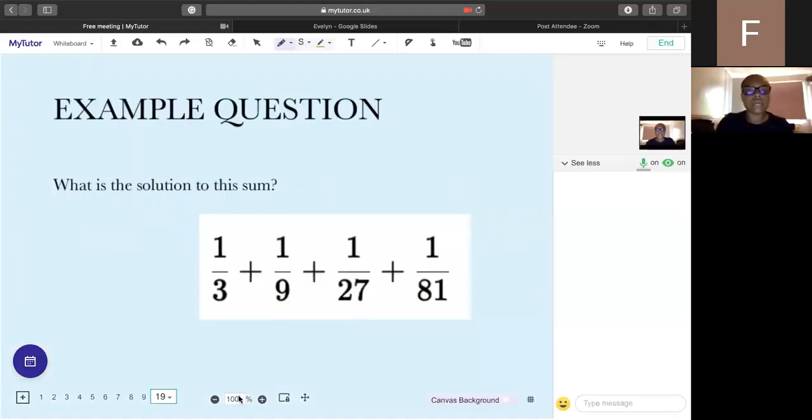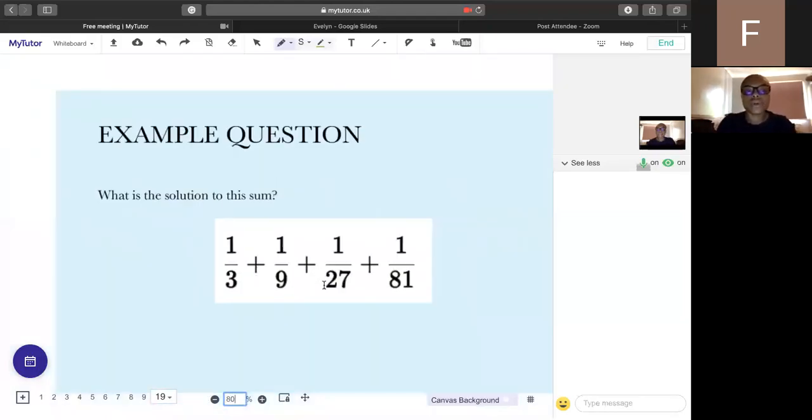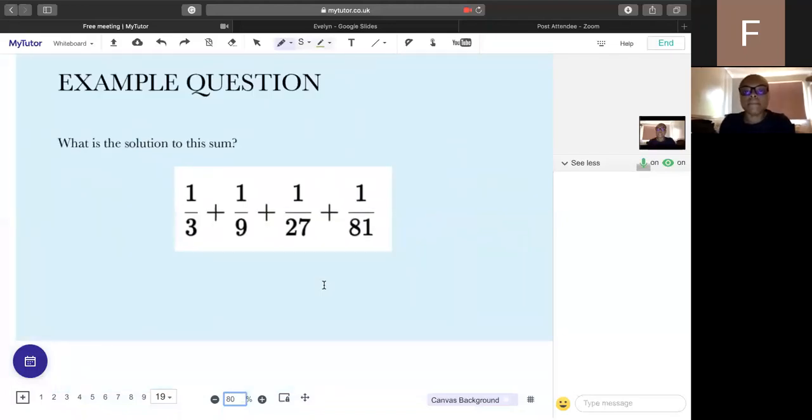And a quick example question as well before we move on to multiplying. So what is the solution of this sum? We're going to do exactly the same thing as what we did for ordering as well. Make all of them have exactly the same denominator, and then add them together and see whether we can simplify it afterwards. So these are all factors of 81. 3 goes into 81, 9 goes into 81, 27 goes into 81.